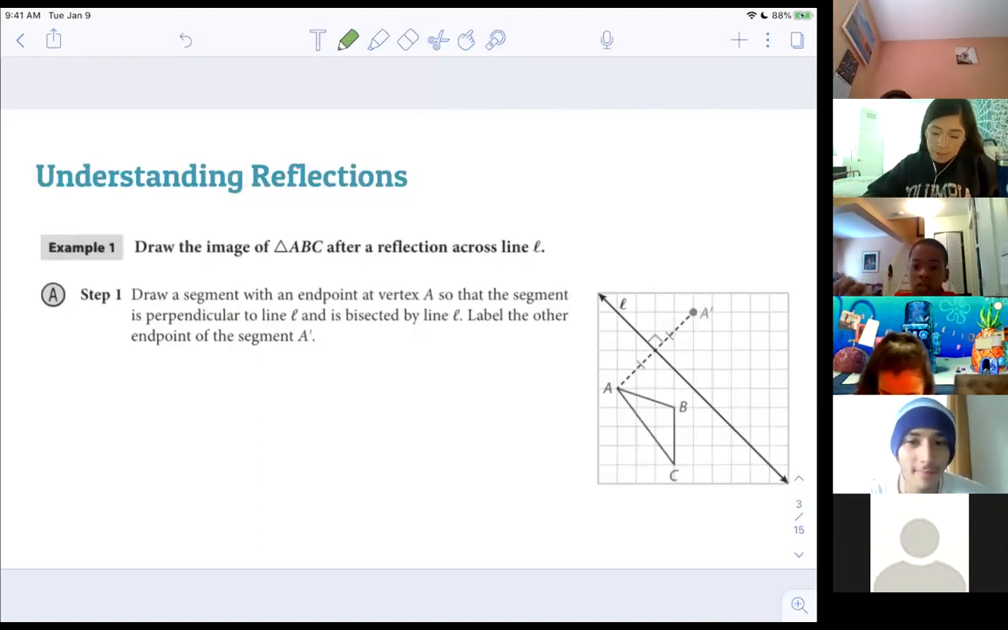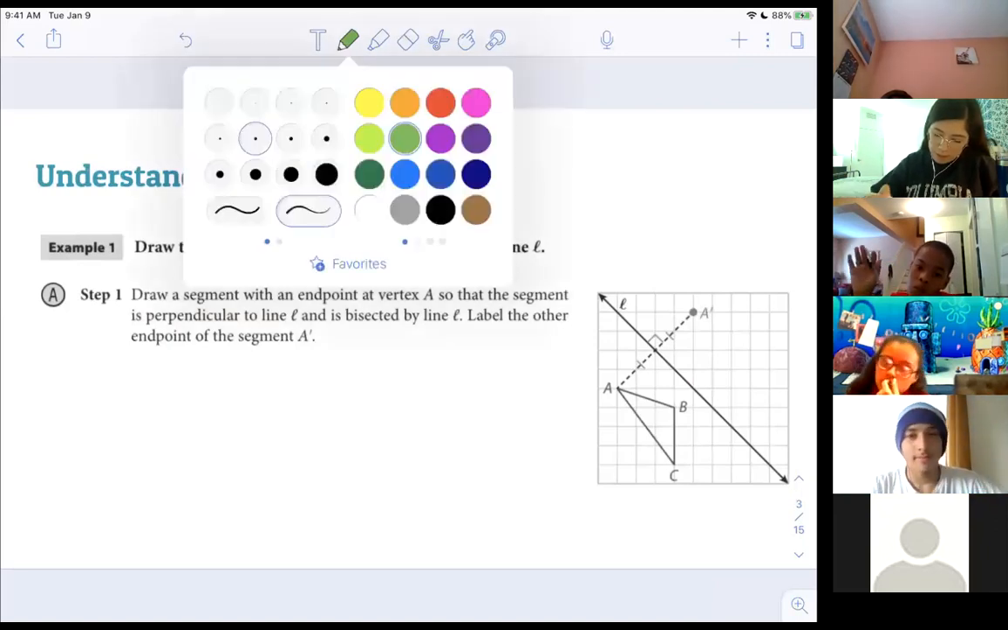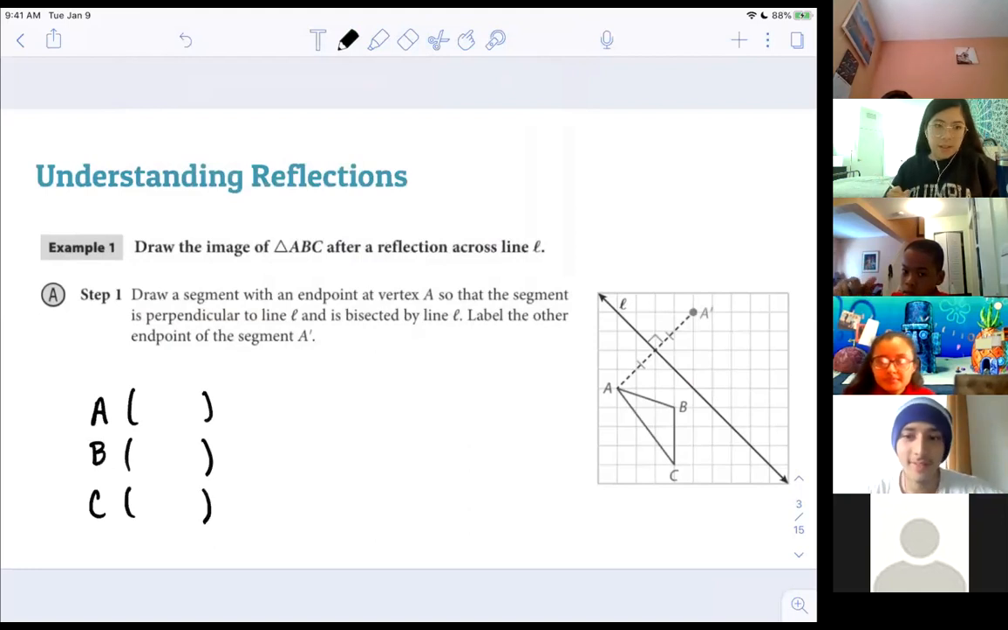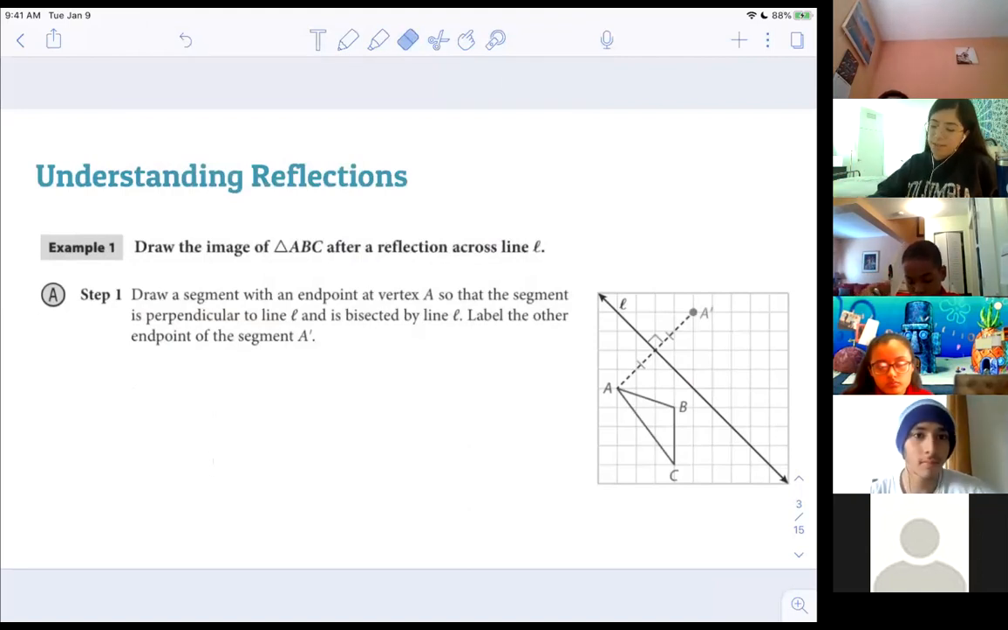We're going to draw the image of triangle ABC after a reflection across line L. They already did the first point for us. And what I'm going to do also is write down all of my coordinate points. If you actually want to write something, this is something you can write down. Oh wait, I forgot, this problem doesn't do it on the coordinate plane because there's no numbers. So we're just going to do it with our eyes.